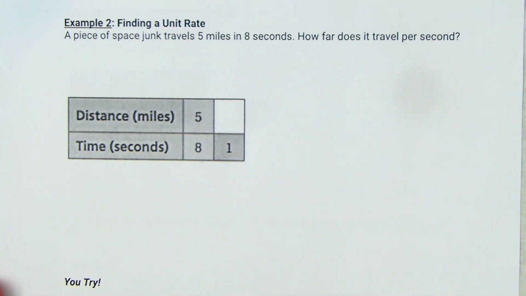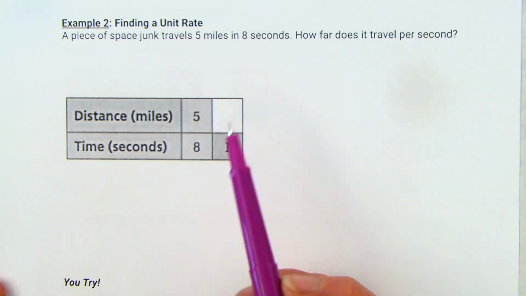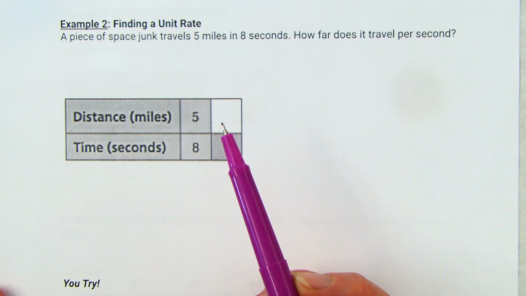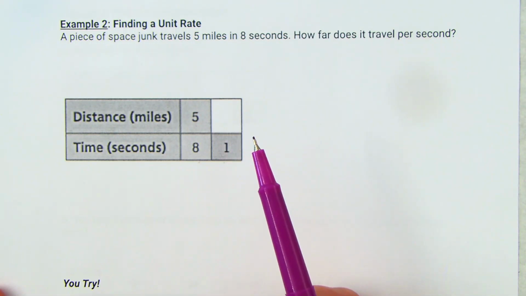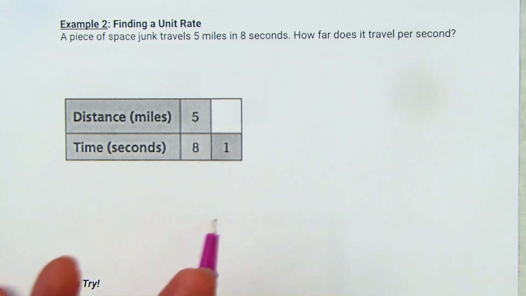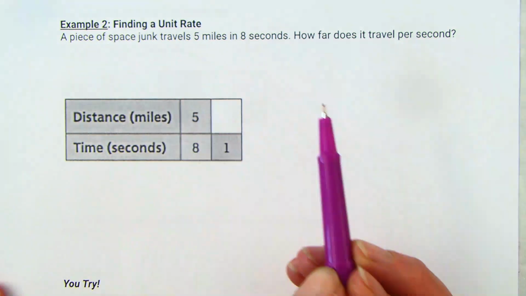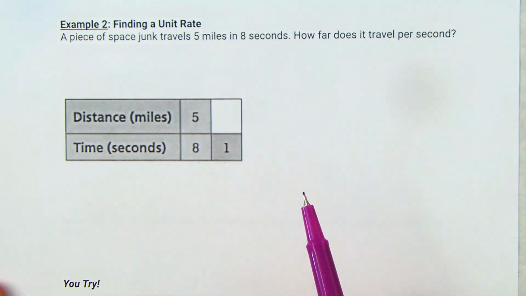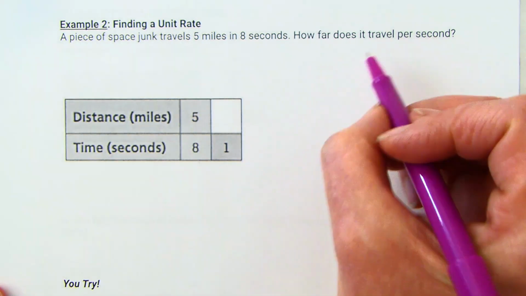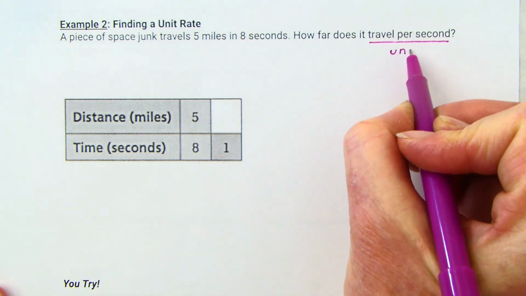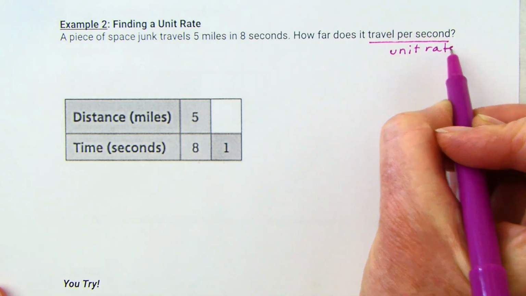All right, now we have the rate table, which I really like. In example 2, finding a unit rate, we have a piece of space junk. What is space junk? That's all that stuff that we fire up into space. It's getting so crowded up there now. I saw that they have invented a machine, kind of like a robot, that goes up there and can clean out some of the junk so that it's not smacking into one another. Anyway, this piece of space junk travels 5 miles in 8 seconds, and we want to know how far it travels per second. Because that's per 1 second, that's its unit rate, right?